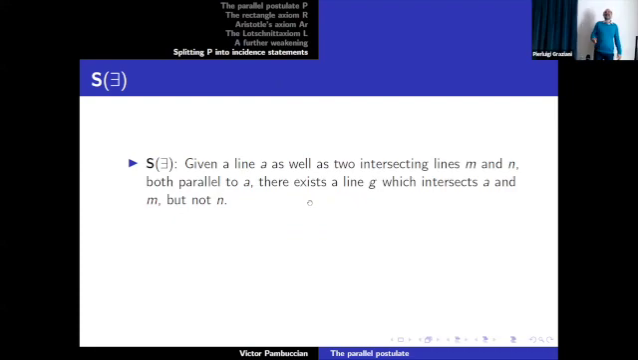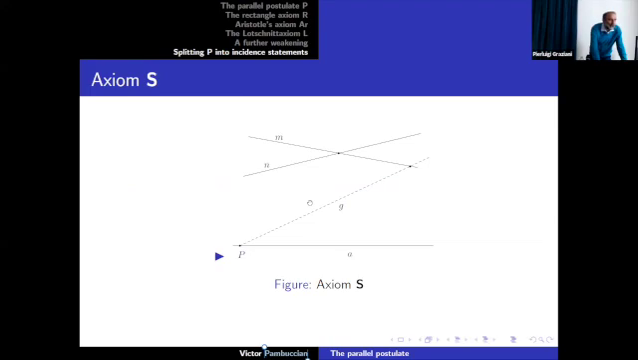There is an even more restricted version of S, which is still equivalent to Aristotle's axiom. This says that if you go back to the picture, you're given again an A, and again an M and an N that intersect. But this time you don't have any P on it. And you're saying there exists just one line that intersects A and M, but not N. Just one line, not for any point here. Just one line that does this job. If that's true, then Aristotle holds.